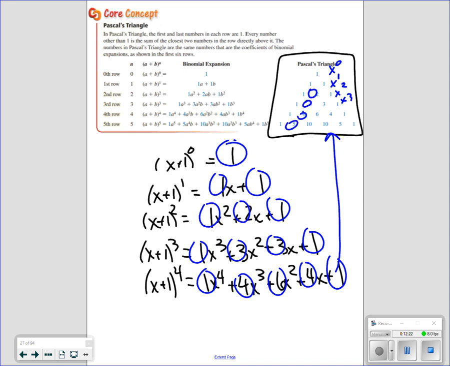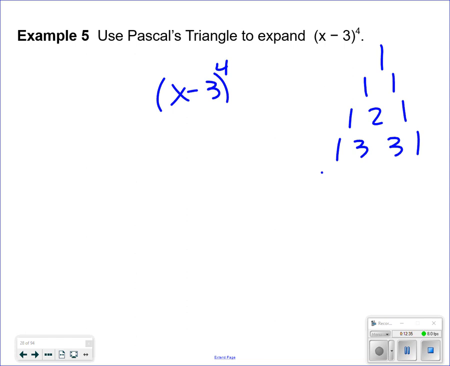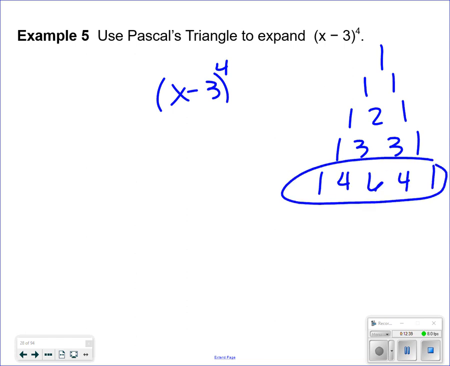So I can do any one of these, and I'm going to show you how to do it on the next page. (x − 3)^4. And so I will need the fourth row of Pascal's triangle. And here's how this works. Take the numbers. Those are the coefficients in front and write them down. So 1, plus 4, plus 6, plus 4, and plus 1.